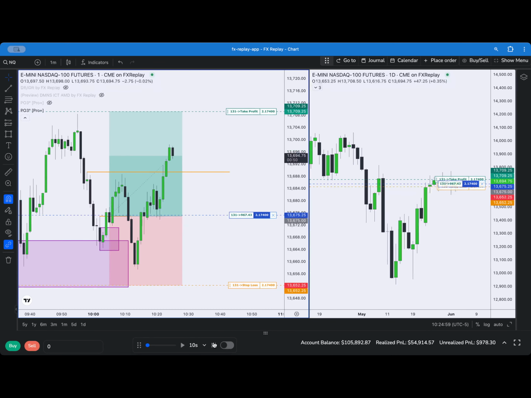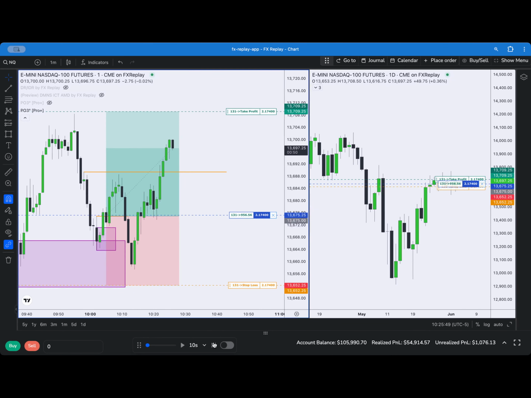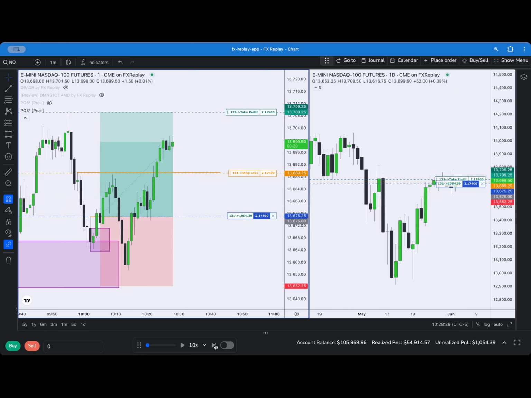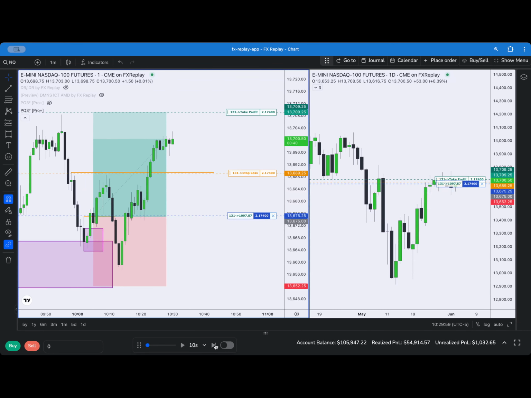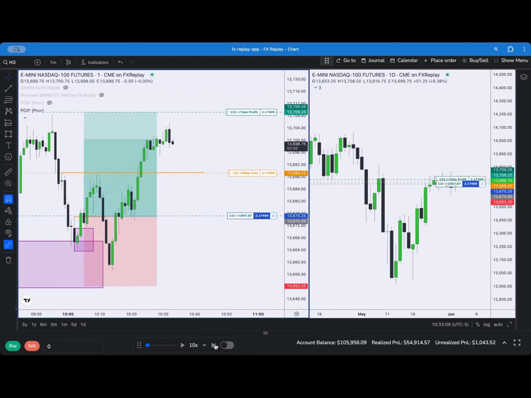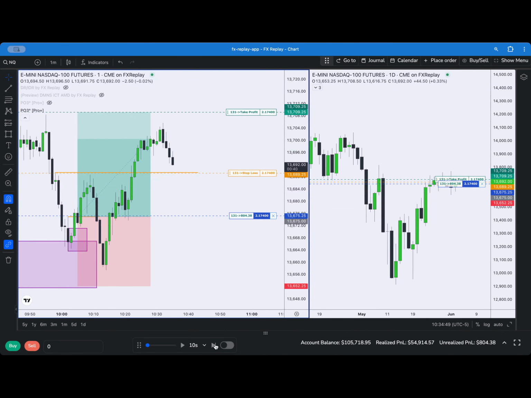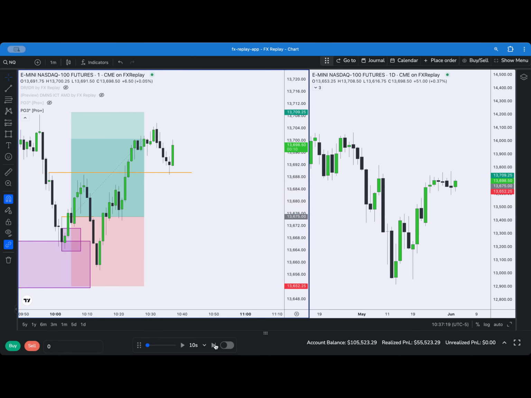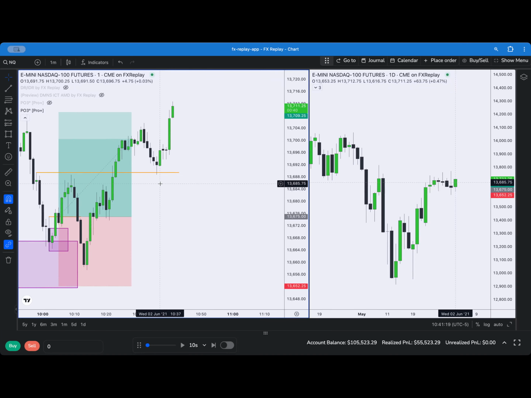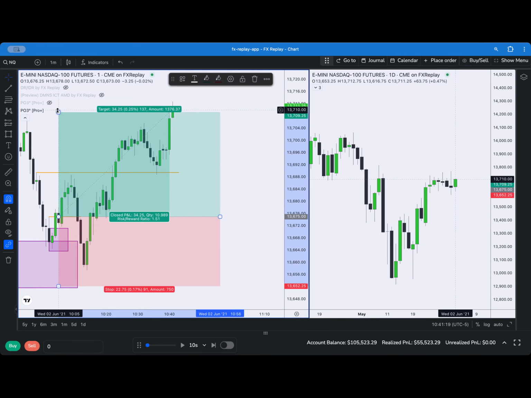Or actually, what I'll do is I'm going to trail my stop just to this high here. I'm going to let this continue to play out. And it looks like we might get stopped out here. Yeah, it's unfortunate. But when marking this off, oof, tough lesson in here, to be honest.